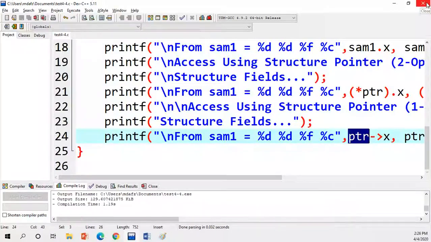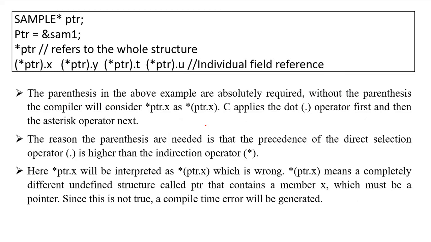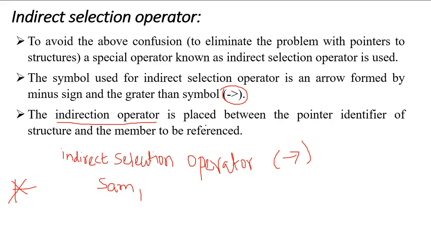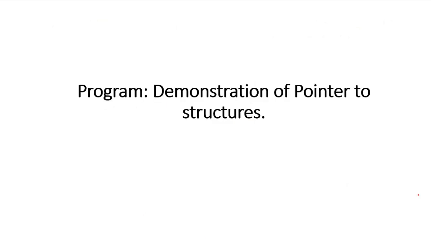Clear? You have to understand and remember this concept. After these pointers to structures, I have shown you what star dot means and how to refer to fields, and I have shown you the arrow operator also, with explanation. These are the three possible ways to refer to a particular field from your structure: using sam1 dot x, indirection with direct selection, and the arrow operator. I have explained this entire thing and given the program demonstration.